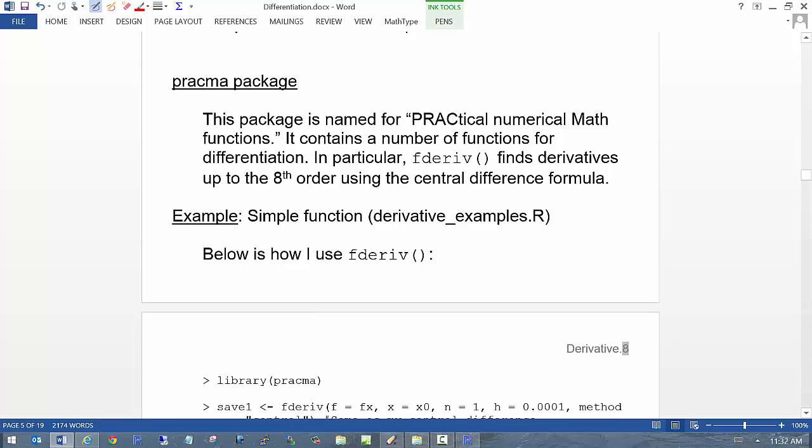Okay, so let's take a look at a way that we can do these numerical derivatives in a more automated manner. We're going to focus on the pracma package to do that, where the prac comes from the word practical, and the ma comes from math, for practical numerical math functions. It's a nice little package in R that will do these numerical derivatives for us. We're going to focus first on the fderiv function that will calculate these numerical derivatives up to the 8th order using the central difference formula.